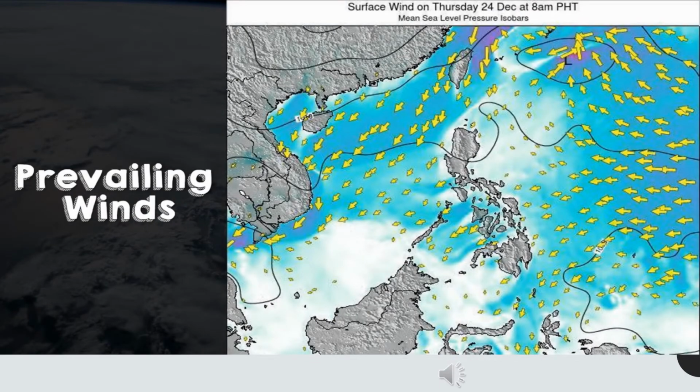After discussing the facts on the global level, let's now focus on the wind system in the Philippines. We need to know the prevailing winds in our country. What are prevailing winds? Prevailing winds are persistent winds that blow continually or periodically with the seasons. Sa madaling salita, they are common o usual sila na mararamdaman sa ating bansa.